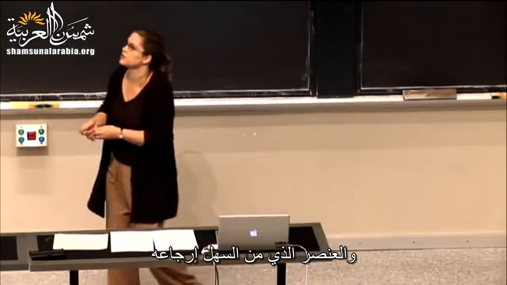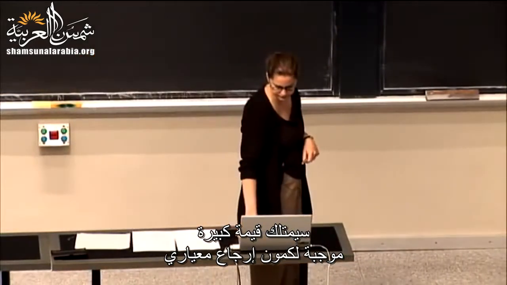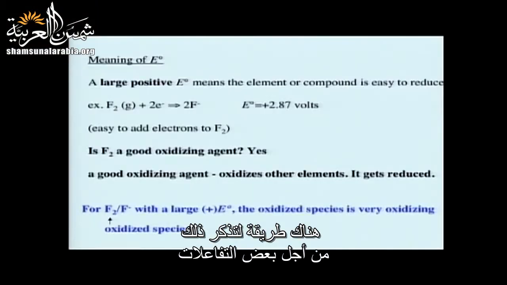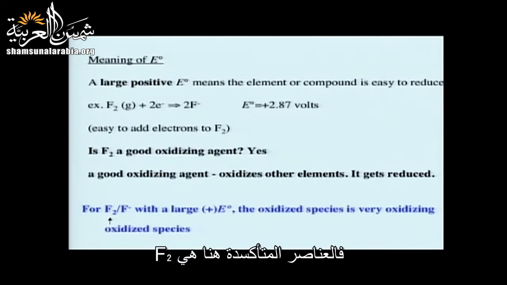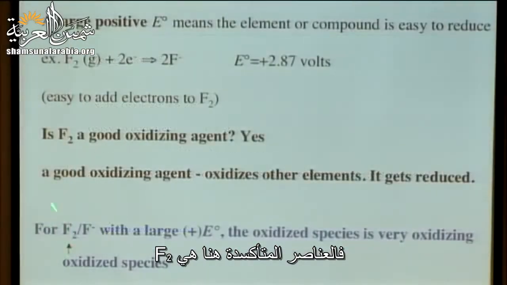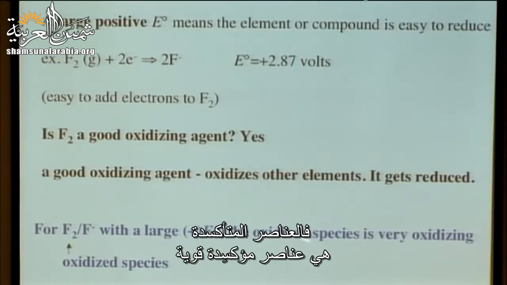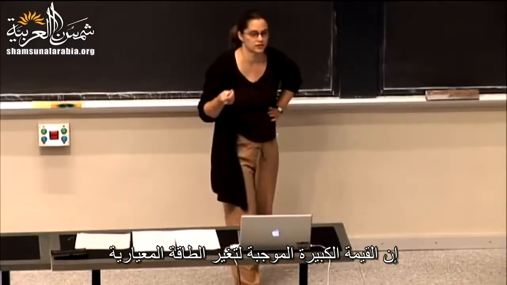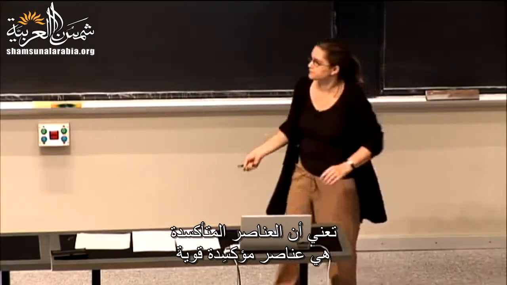And something that's easy to reduce is going to have a large positive standard reduction potential. One way to remember this is for a particular couple, if something has a large positive delta E naught, the oxidized species, here the F2, of these two things, is the one that's oxidized. So the oxidized species is very oxidizing. That's one way to remember it. Large positive delta E naught, oxidized species is very oxidizing.